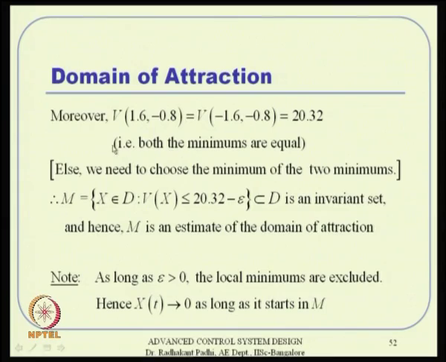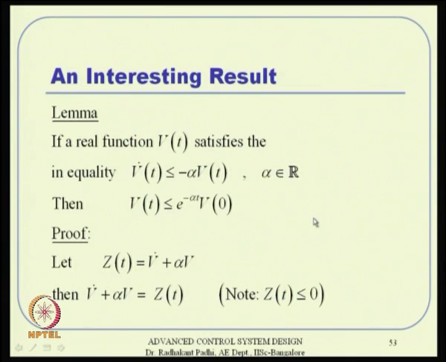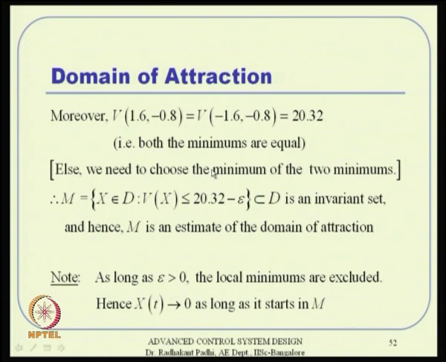In other words, if I define a set M, a subset of D, for which V of x happens to be just a little bit less than this value, minus epsilon, where epsilon is a small positive quantity, then it turns out that the local minimum points are excluded from this set. Once they are excluded, x of t has no other way but to go to 0. So if I define a set properly like that, that is an estimate of my domain of attraction. That is all about these conservative results.